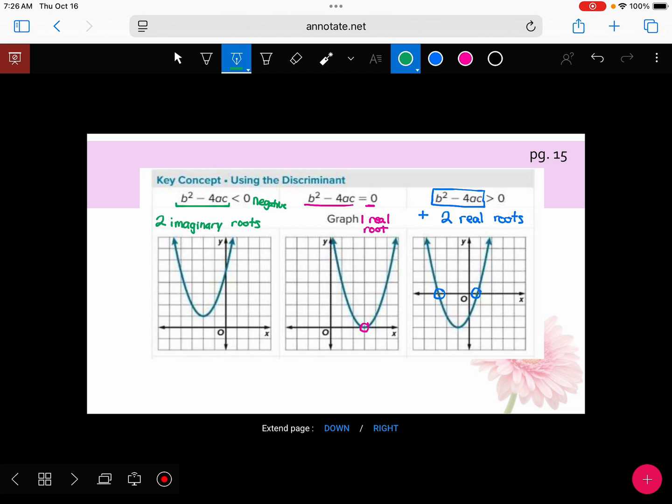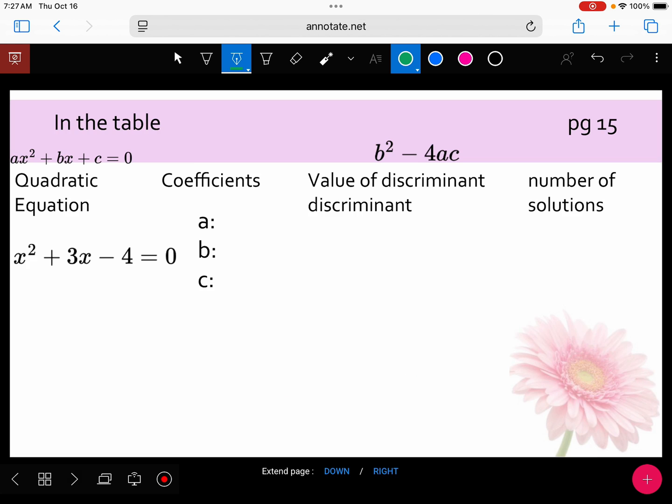So what we're going to start with today is we're going to be looking at some equations. We're going to find our A, B, and C, and we're going to find out how many roots there are. So if we get a positive number, we're going to have 2 real roots. If we get a negative number, we get 2 imaginary roots. And if we get exactly 0, we have 1 real root. Okay? So this is that table at the very bottom of the page. It kind of splits across the page, so I've tried to set this up so it's exactly the same.